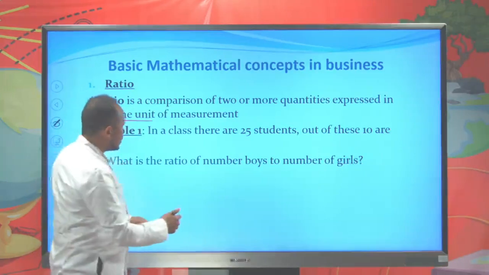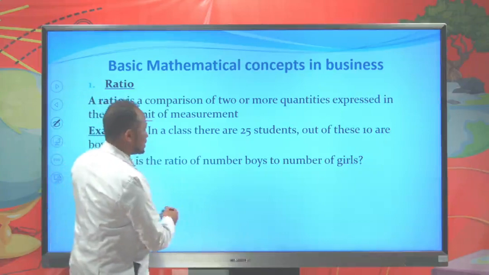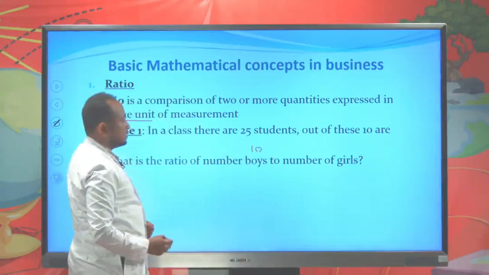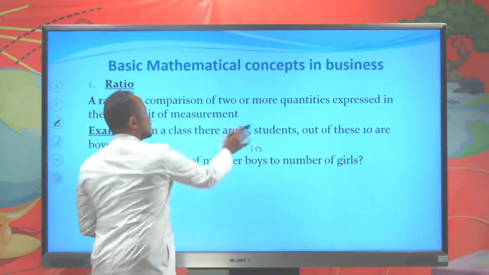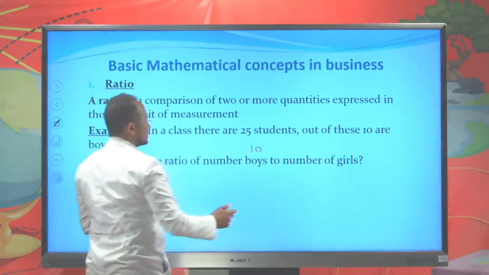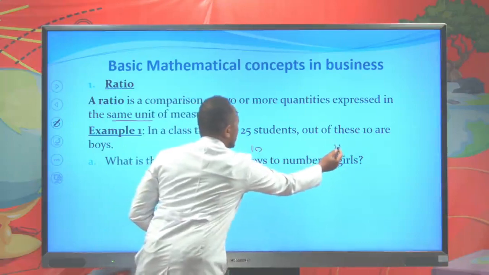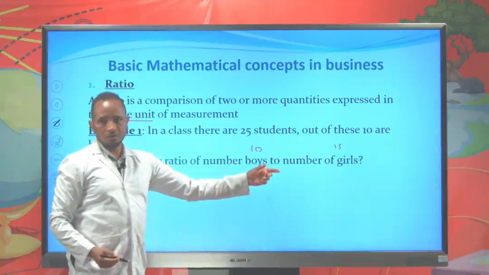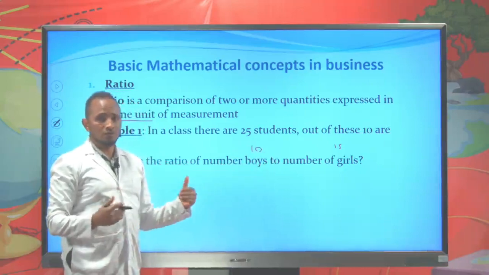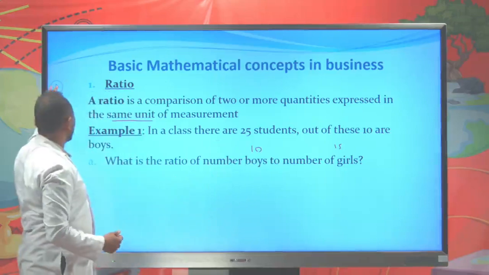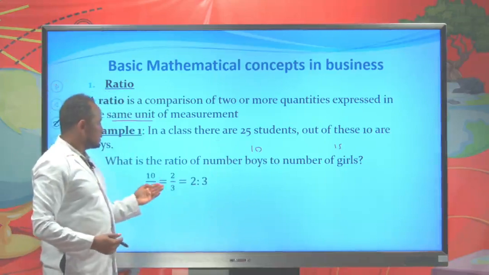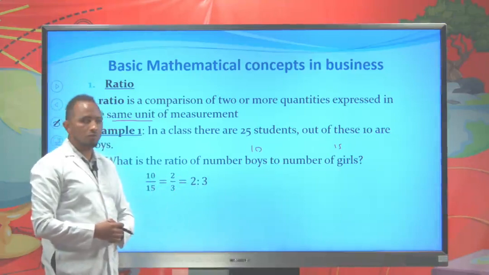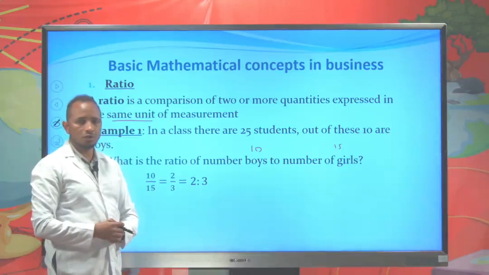This one is simple. We have the number of boys are 10. And the number of girls, since the total number of students is 25, is 25 minus 10, which is 15. Therefore, the ratio of boys to girls is 10 ratio 15. When we write a ratio, we have to simplify. So, 10 over 15, when you simplify this, you will have 2 over 3 or 2 ratio 3. So, the ratio of the number of boys to the number of girls is 2 ratio 3.